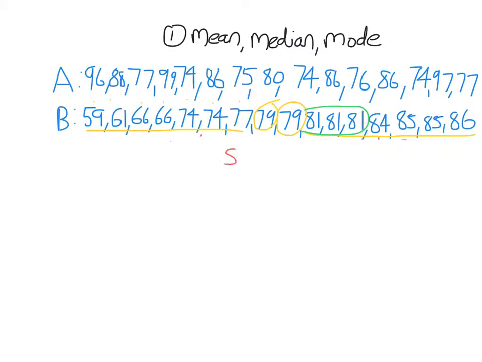So remember, what you have is a stem, which is basically the number of tens. So for our scores here, they went from 50s all the way up to the 90s. So on one side, we're going to have Class B, and on the other side we're going to have Class A. And under Class A and B is the leaf, where you put the individual scores.